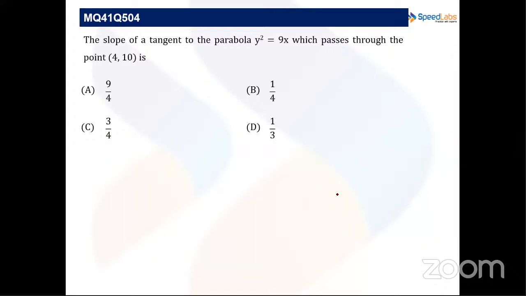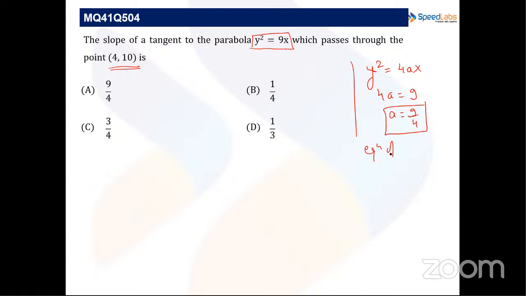Our next question is the slope of tangent to the parabola. We need to find the slope of tangent to the parabola y squared equals 9x, which passes through the point (4, 10). Obviously this point is not lying on the parabola. So on comparing with y squared equals 4ax, we have 4a equals 9, so a equals 9 by 4.